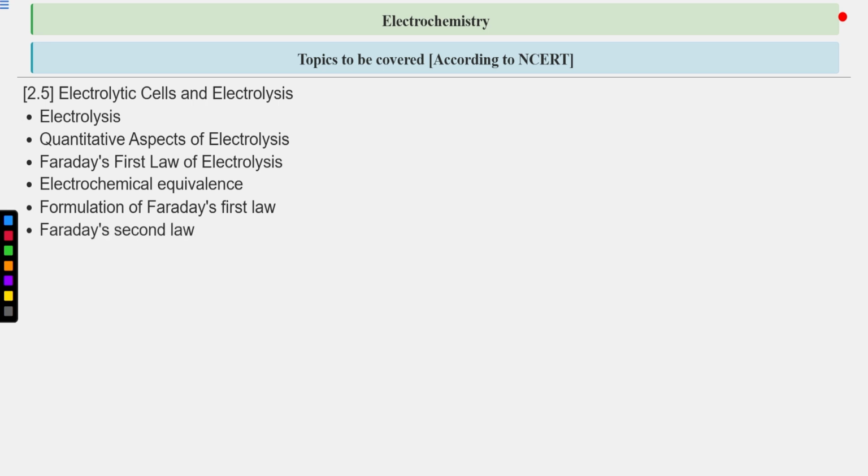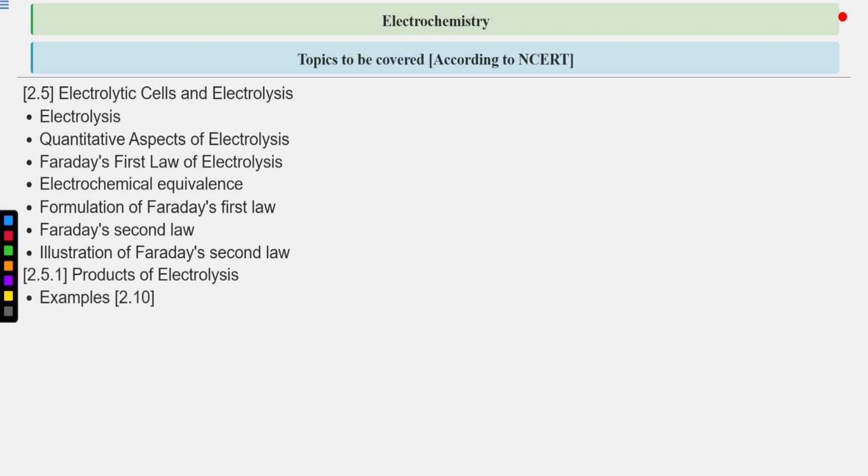Then we will talk about the formulation of Faraday's first law, and then Faraday's second law. Then we will study in detail the illustration of Faraday's second law, the second law given by Faraday. We will also cover subsection 2.5.1, products of electrolysis, which comes under Section 2.5. Later we will cover an example, marked 2.10 in our NCERT textbook, and then the in-text questions. We will solve in-text questions 2.10 to 2.12 as per the NCERT.